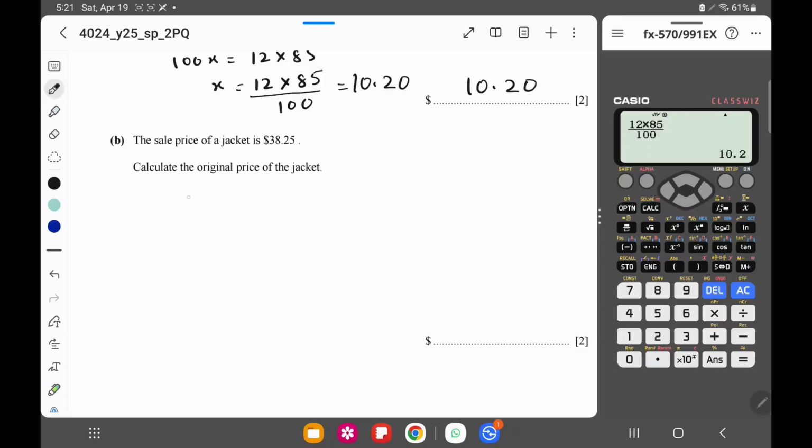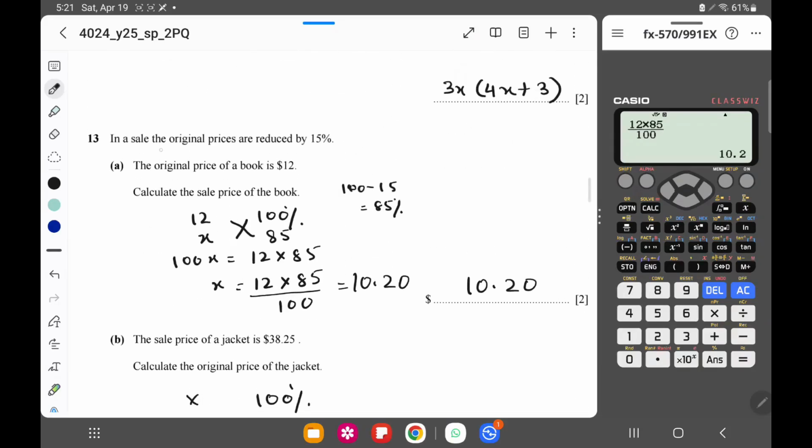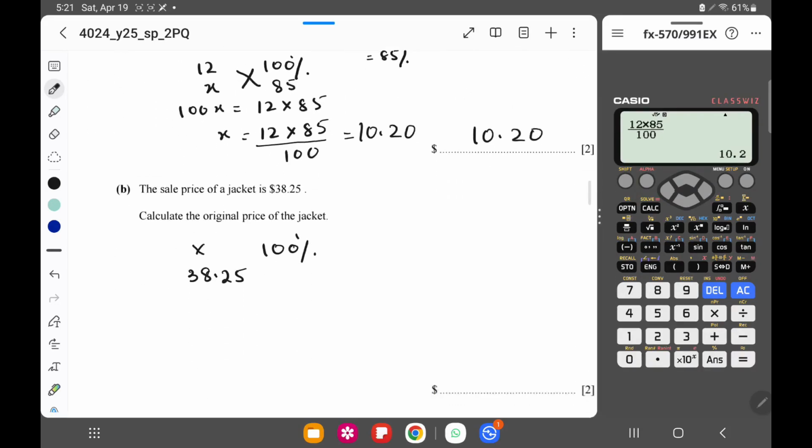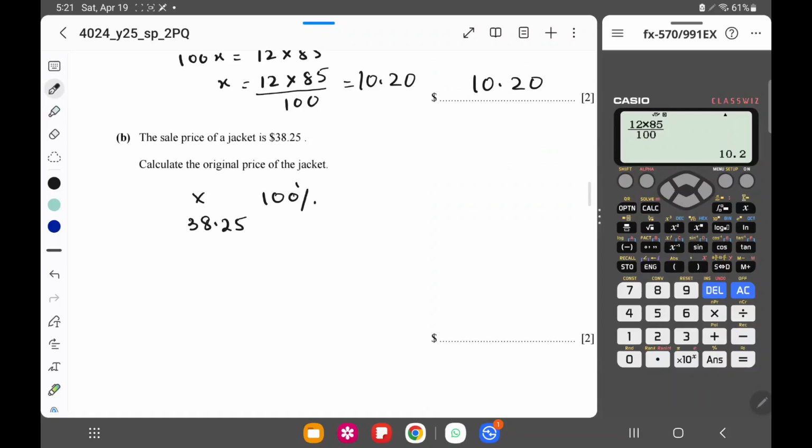The sale price of the jacket is $38.25. Find the original price. Let x be the original price, and the sale price of the jacket is given as 38.25. So x is 100% and 38.25 is the sale price. It's reduced by 15%, so this is 85%.